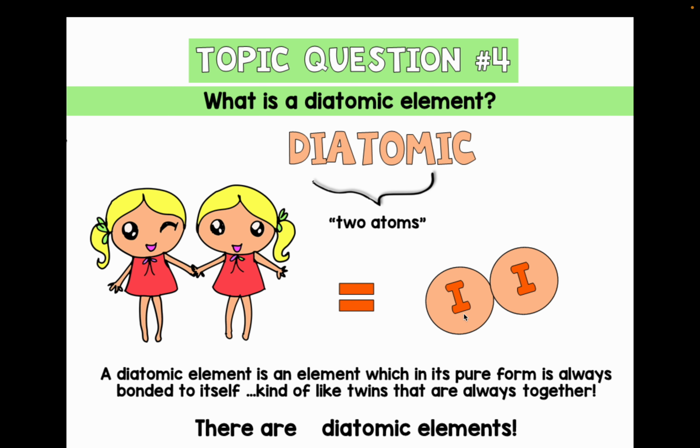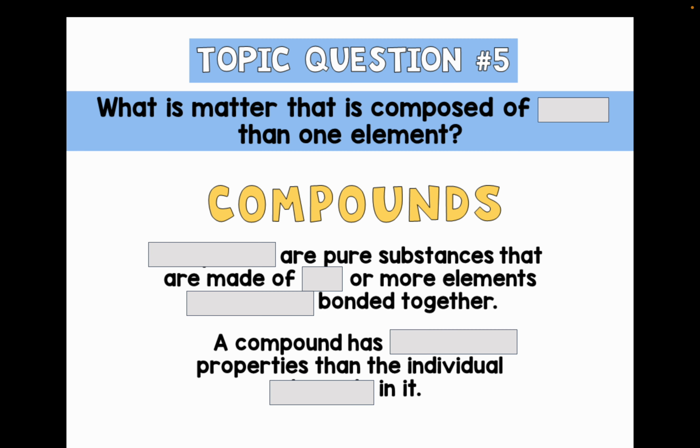Some of the atoms in the periodic table are just more stable when they're chemically bonded to themselves. And there are 7 of these diatomic elements. But notice, we're still just talking about one type of atom. Whenever we're talking about an element, we're just talking about one type of atom throughout the entire sample. There are seven different types of diatomic elements, and we'll identify those in class.